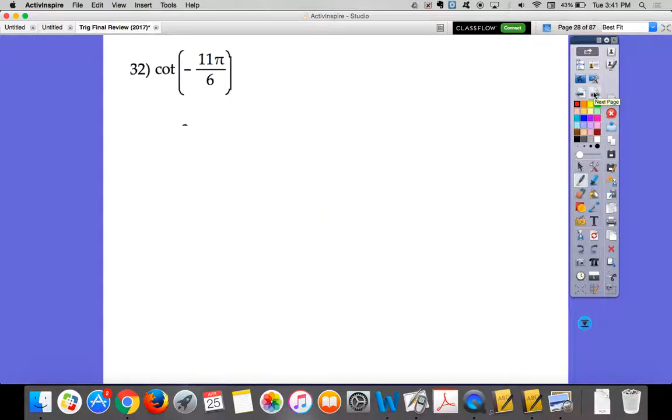Okay? Now cotangent of -11 pi over 6. So, I mean, it's just easier to approach it and just go ahead and bite the bullet and do it. Negative just means we're rotating this way.